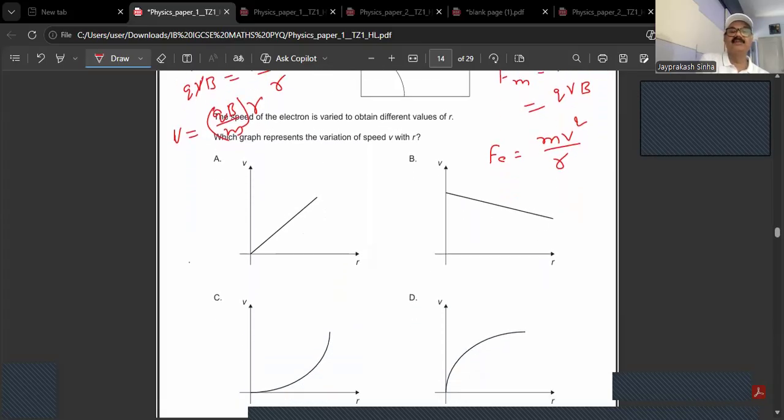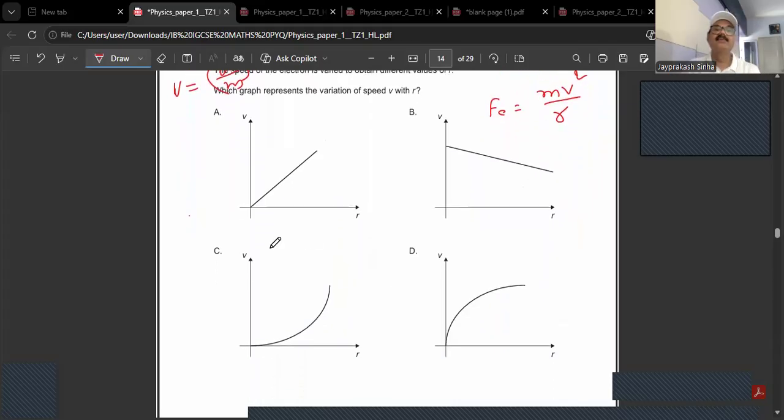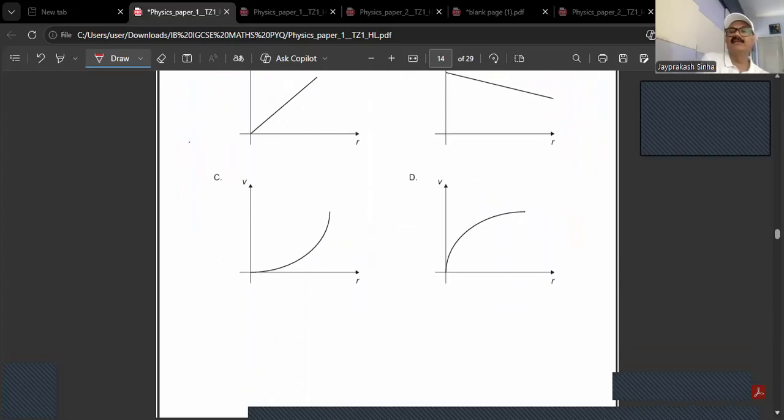Because it's directly proportional, out of these four graphs, which one is matching it? This one. Because as V is increasing, R is also increasing. Okay? So A is the correct answer.